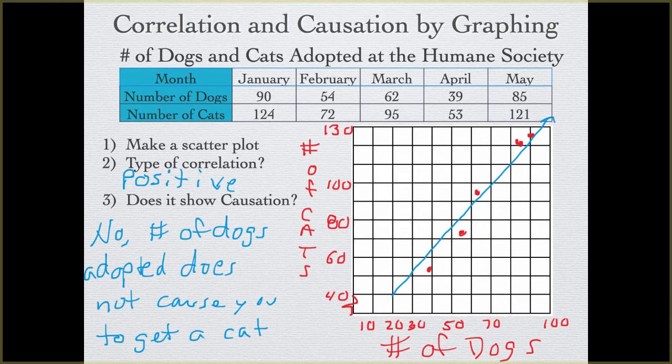People that usually adopt dogs are not going to adopt a cat also at the same time. They're just related in some other way, and most likely it is that more people are going to the Humane Society during these months for whatever reason, and so if there are more people going to the Humane Society, they're going to adopt more animals. But the number of dogs adopted does not cause the number of cats to be adopted to go up. So there is no causation.